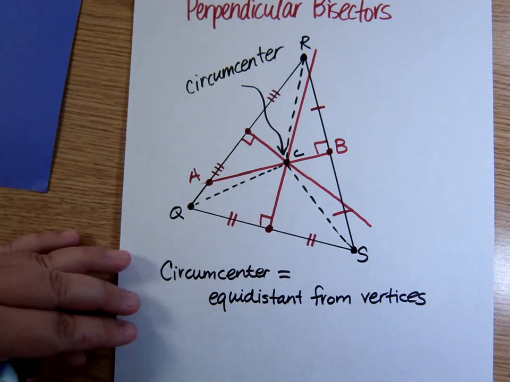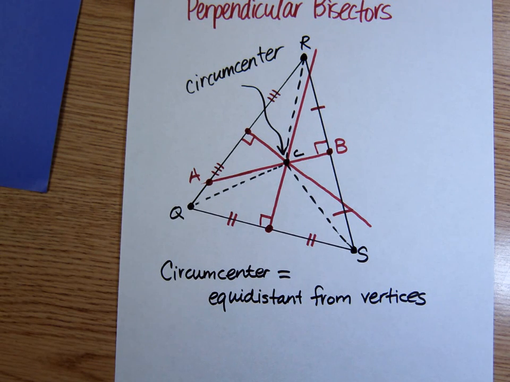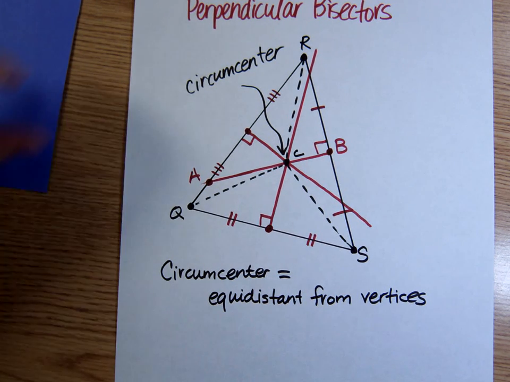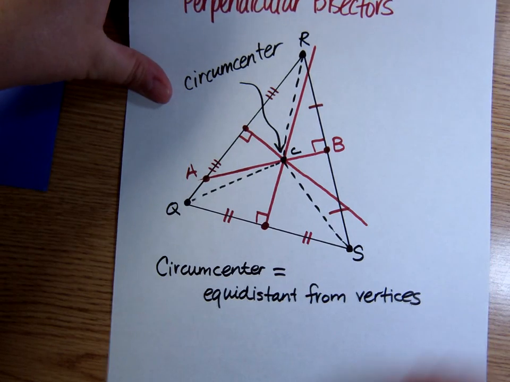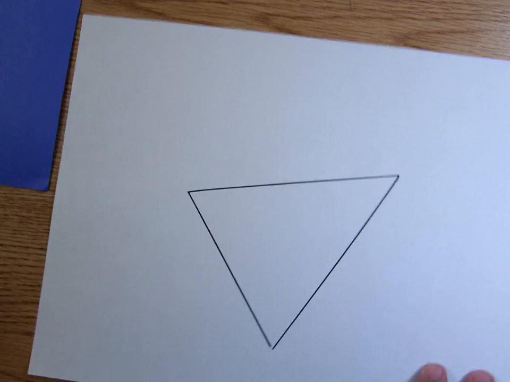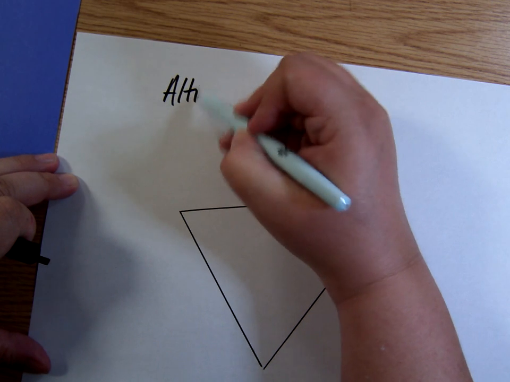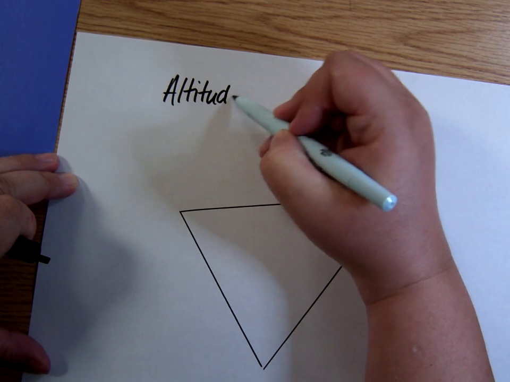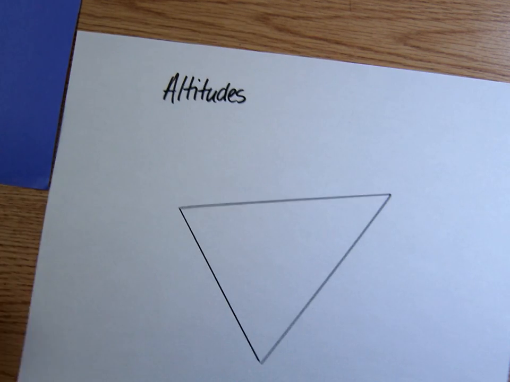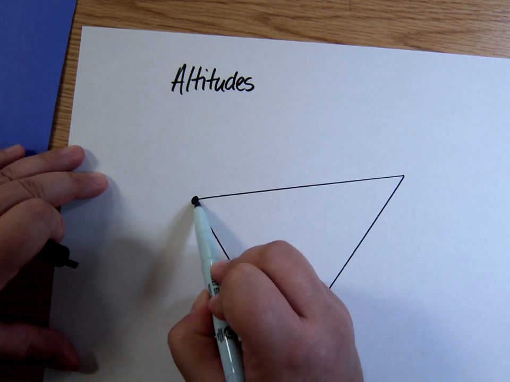Okay, last but not least, we have the altitudes. Excuse me, I'm sorry, we already did the angle bisectors. The altitudes of a triangle. The altitudes don't have to go through the middle of the side. They do have to go from a vertex.